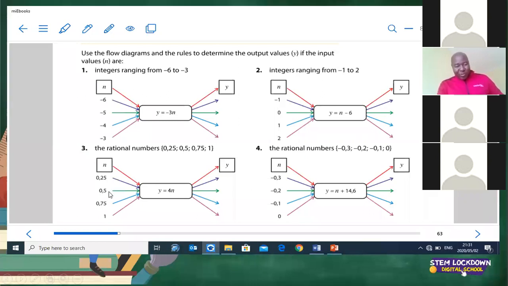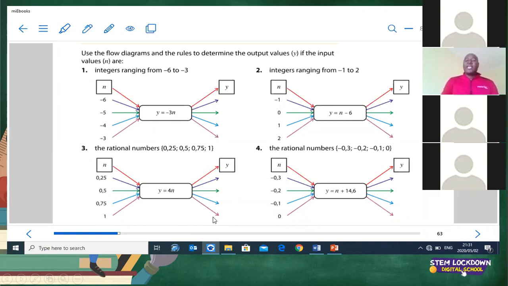Of course, the second one there, you've got 0.5. If you multiply 4 by 0.5, same as multiplying 4 by half, you get 2. Next one there, multiply 4 by 0.75, you get 3. Lastly, 1 times 4 gives you 4.